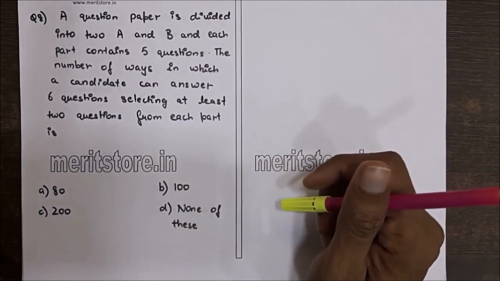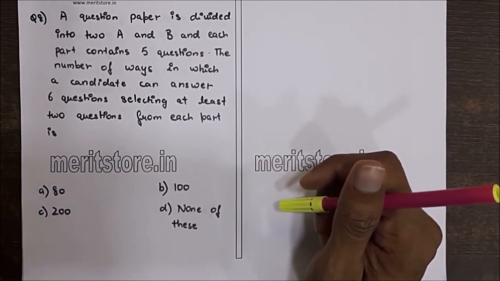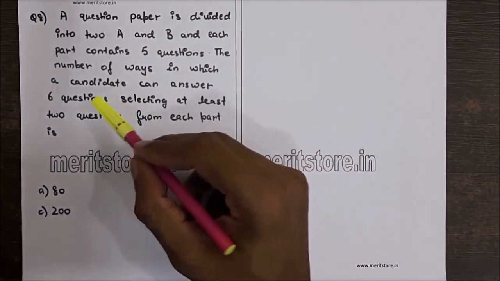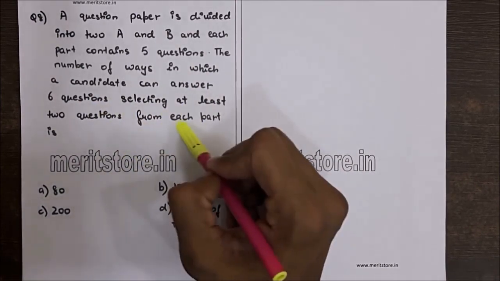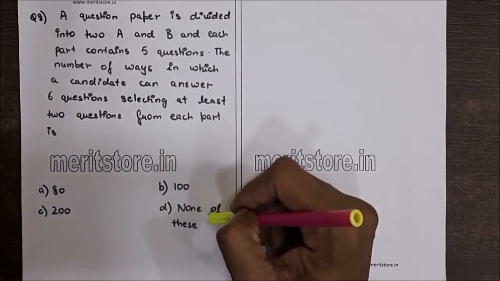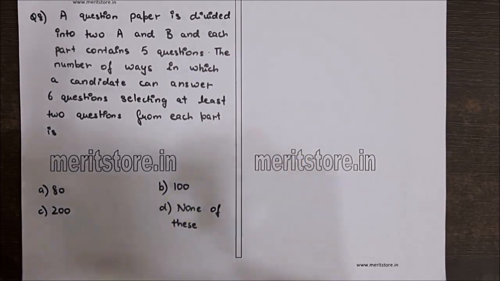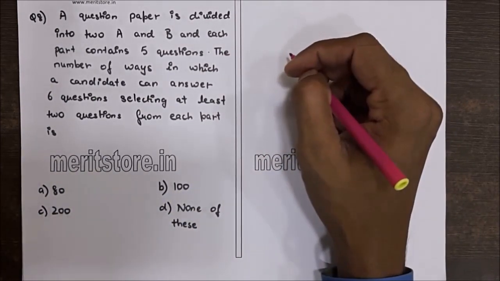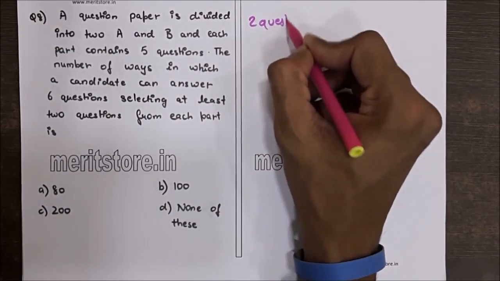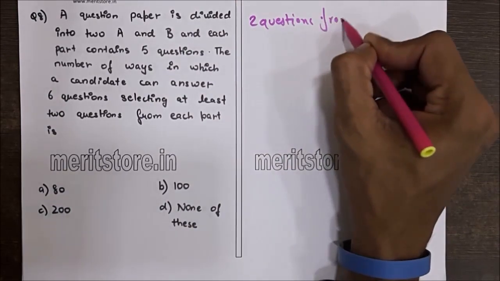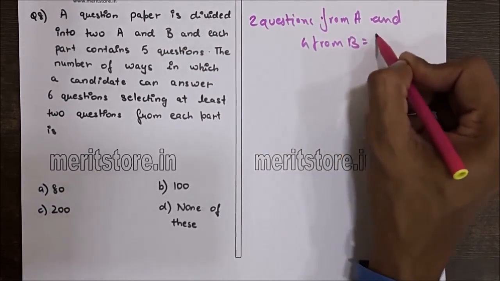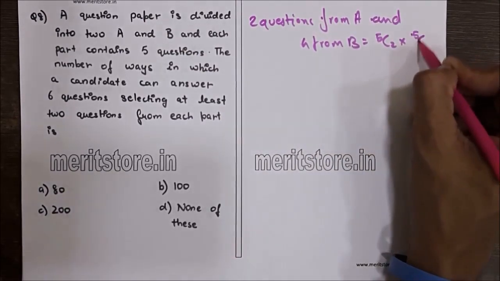Question 8. A question paper is divided into 2 parts, A and B, and each part contains 5 questions. The number of ways in which a candidate can answer 6 questions selecting at least 2 questions from each part is, we have 4 options: A 80, B 100, C 200, and D none of these. The number of ways that the candidate may select 2 questions from A and 4 from B can be written as 5C2 into 5C4.